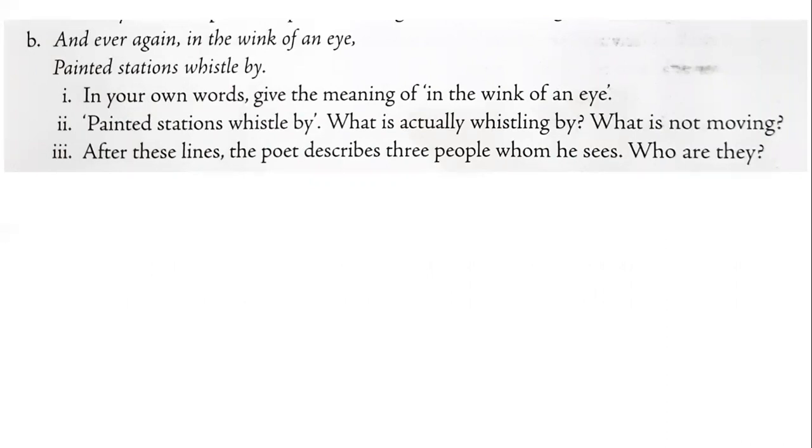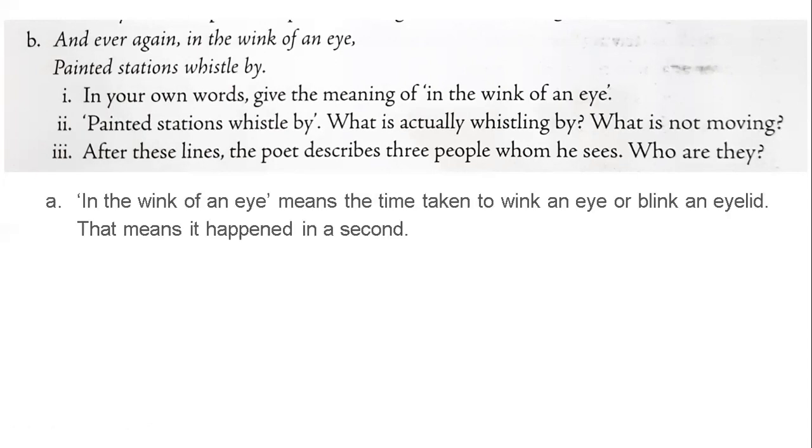Second one, painted stations whistle by. What is actually whistling by? What is not moving? You know that, you've all traveled by train. So when you're in a train and the train is moving, what is moving and what is not moving? The third one, after these lines, the poet describes 3 people whom he sees. After these lines only. Who are they? So what's your first answer?